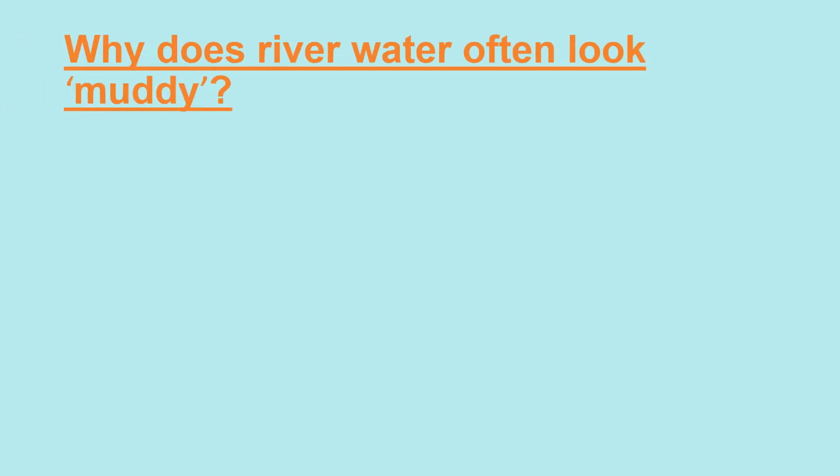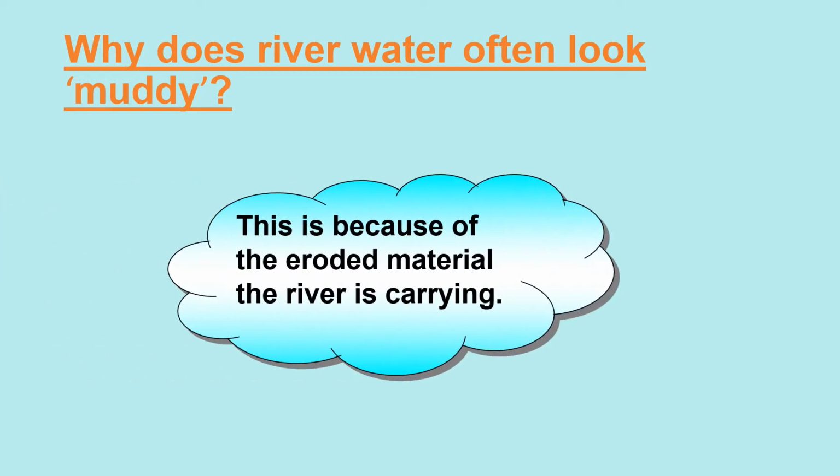So, just a quick question to start off the session. Why do you think river water looks muddy or murky? Well, it's because of the eroded material that the river is carrying. So what I mean by eroded material is the rocks that have been plucked from the sides of the river, and the base of the river, and it's carrying it within that river in the water.